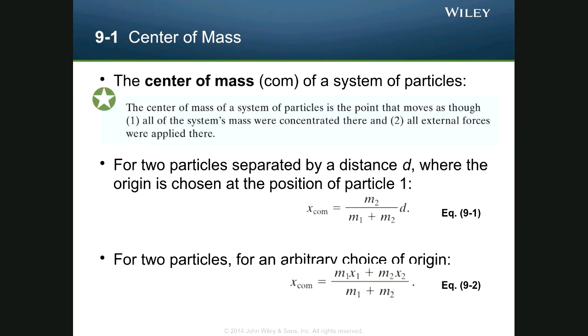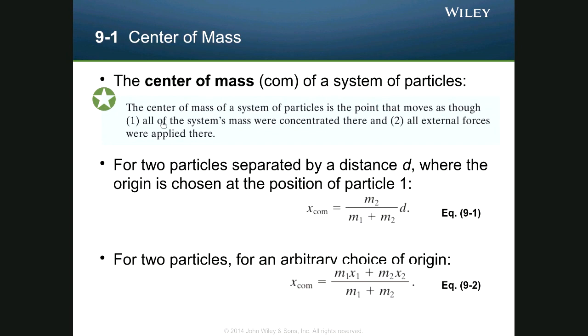So, the center of mass of a system of particles, center of mass will be abbreviated COM. But the center of mass of a system of particles is the point that moves as though all of the system's mass were concentrated there and all external forces were applied there.